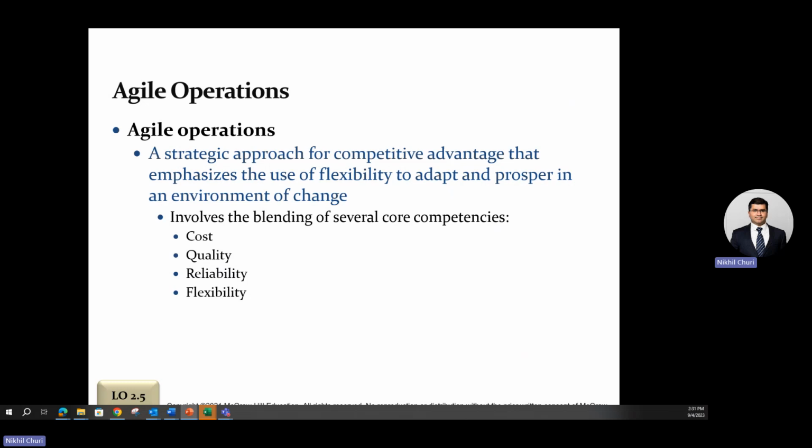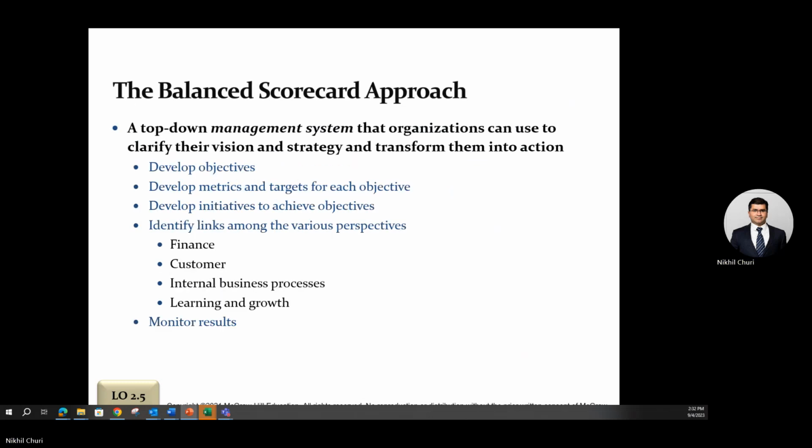On a higher level, it involves blending the key core competencies: cost, reducing cost; quality, improving quality and making things consistently; reliability, meaning your process and product are reliable and can go on for a long time without required services or fixes; and flexibility, how fast you can adapt to change. Your agile operations are based on that. And oftentimes, a key strategy is to maintain a very balanced approach.